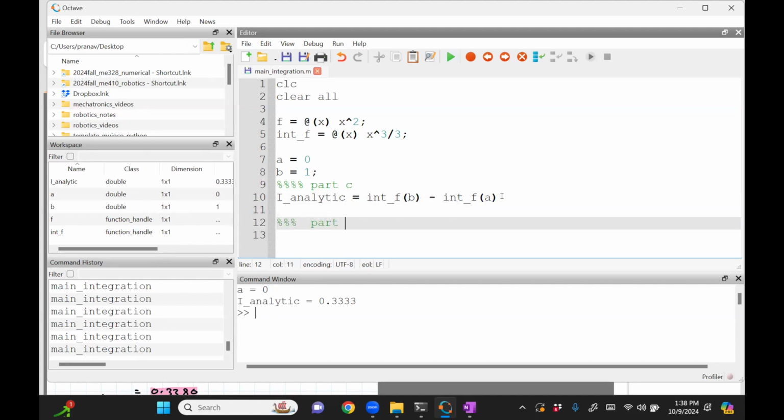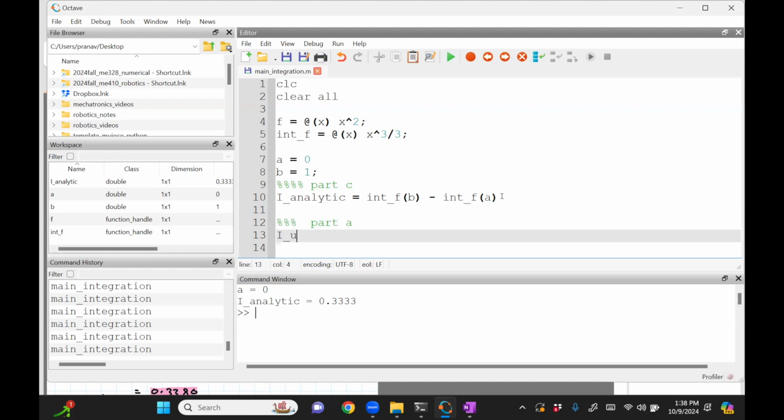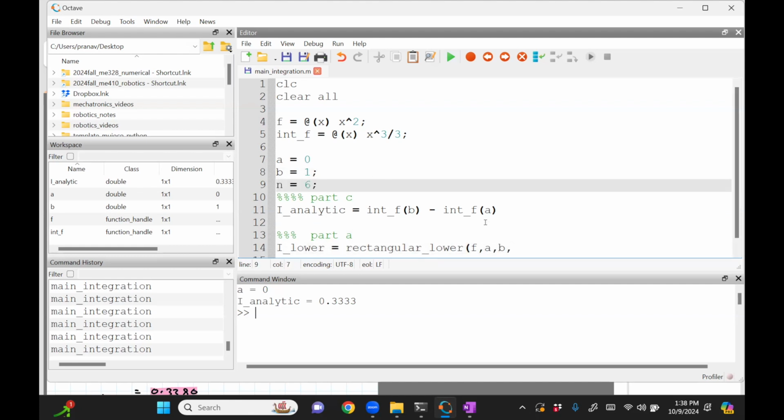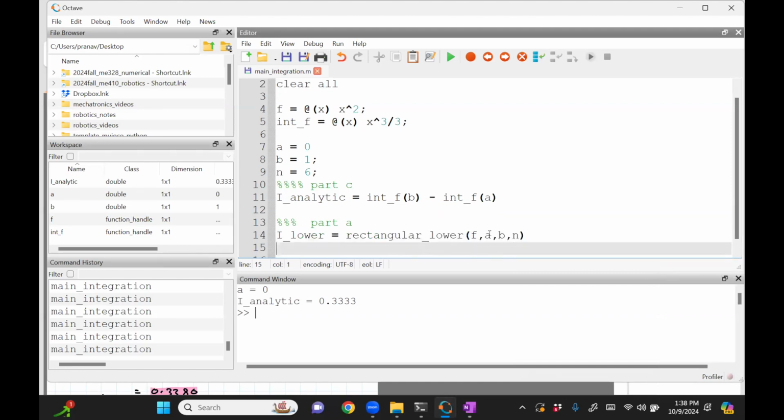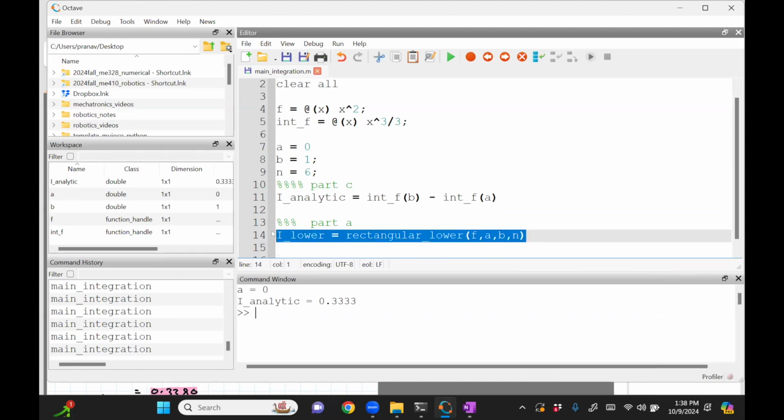Let's do part A. Let's call it lower. We'll write a function called rectangular lower. So the inputs to this should be probably f, a, b, and then we need to choose n. So let's just choose n to be 6. Pass that n. Okay, now we need to write this function. So let's take this.